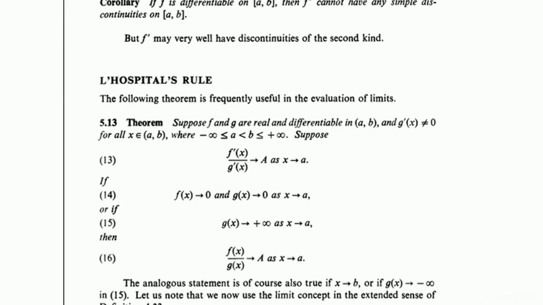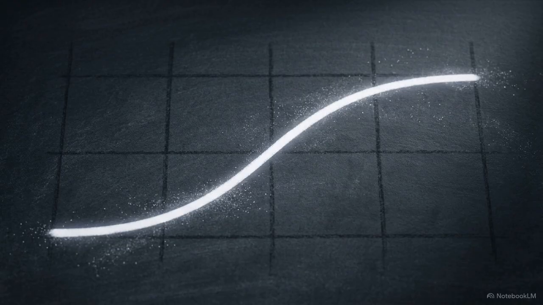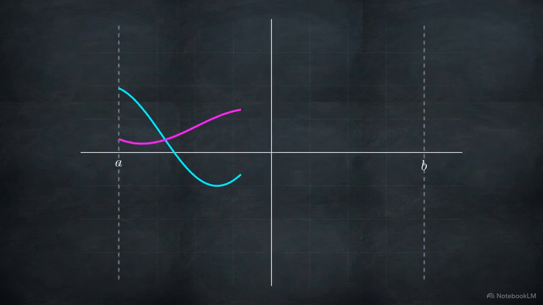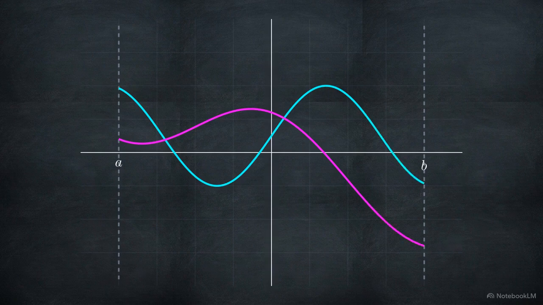Finally, the theorem requires that the ratio of the derivatives approaches a distinct finite value, designated as a. By locking down these conditions, Rudin seals off any topological breaks. The functions are guaranteed to be smooth and continuous, setting the stage for the algebraic proof.